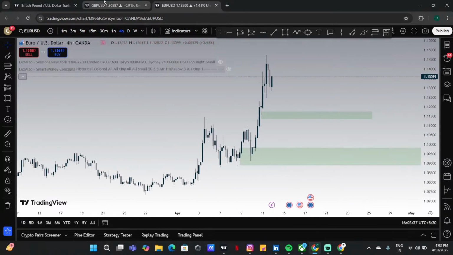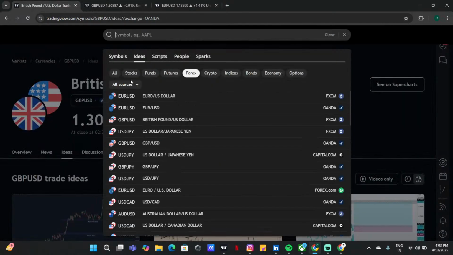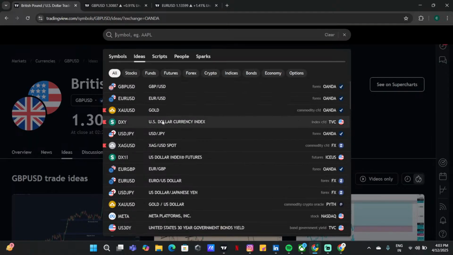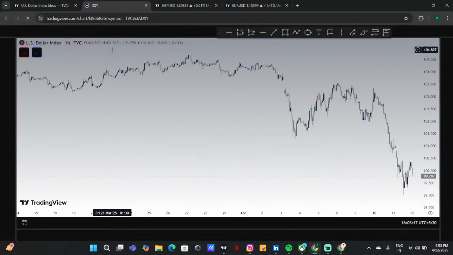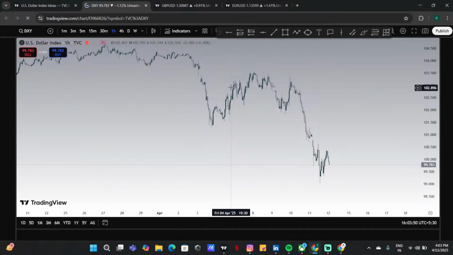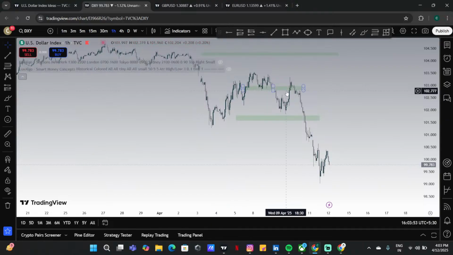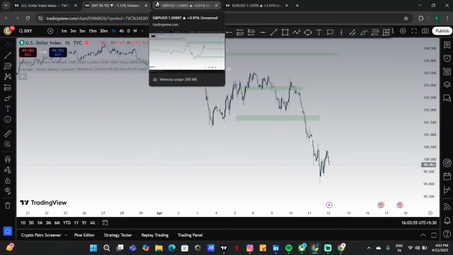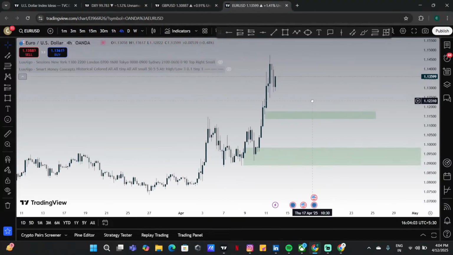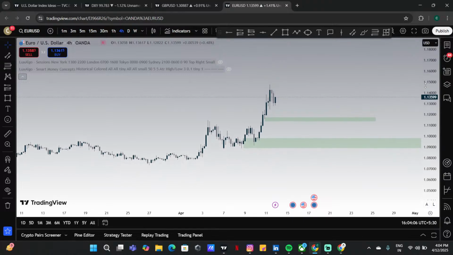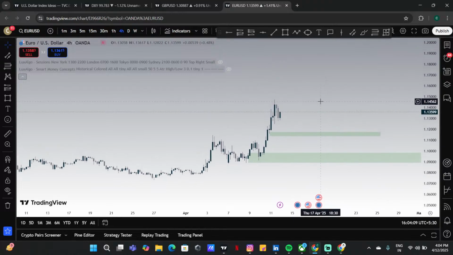If I go and check the DXY index, it says the dollar index is falling, which clearly implies that the euro is gonna rise and the Great Britain pound is gonna rise eventually. So we have to look for bias. We are not going against the trend. We're gonna go with the trend with some retracement over it.